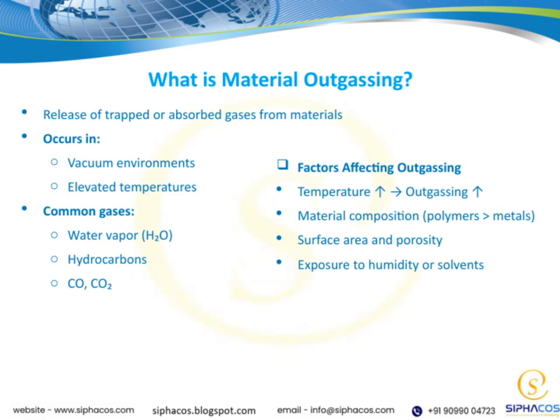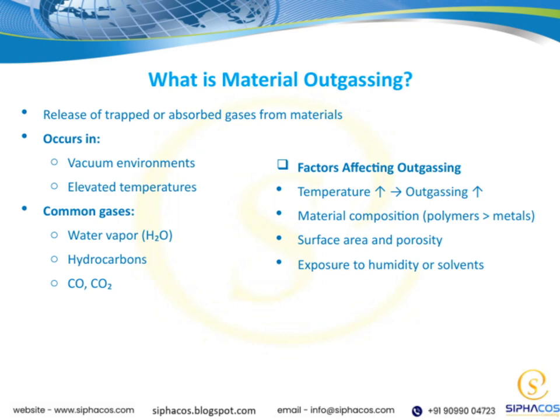Let's talk about the factors that influence outgassing. First, temperature plays a significant role. When the temperature goes up, outgassing tends to increase as well. This means that higher temperatures can cause more gases to be released from materials. Next, the type of material itself matters a lot. Polymers, for example, generally outgas more than metals because of their chemical structure.